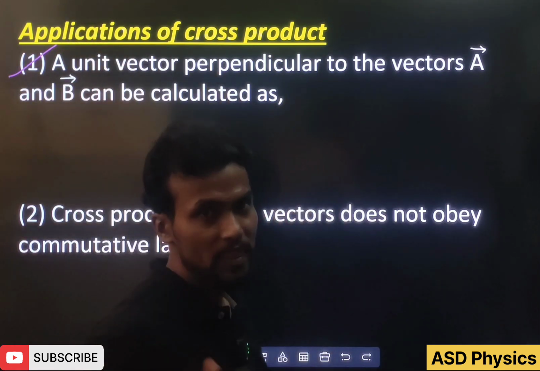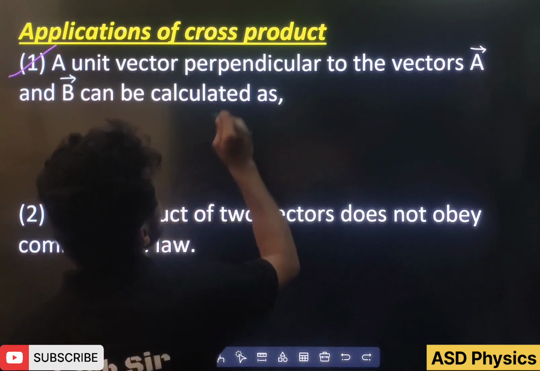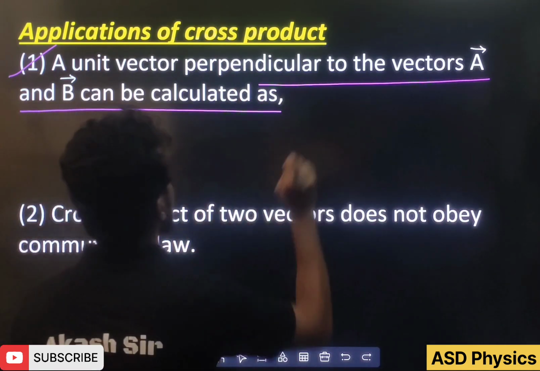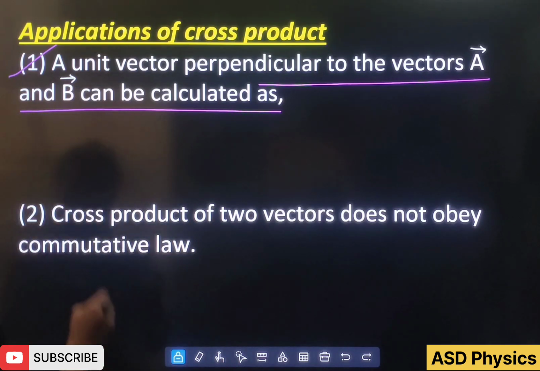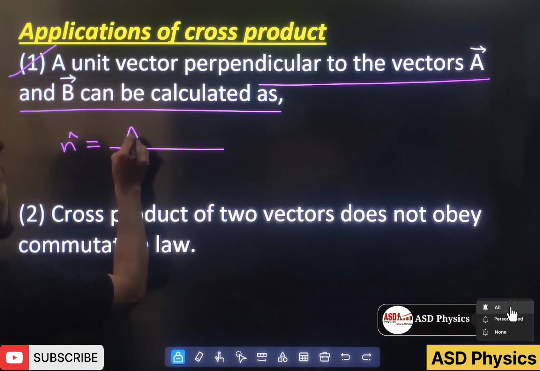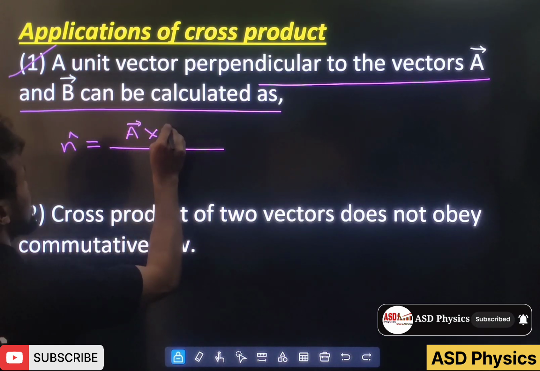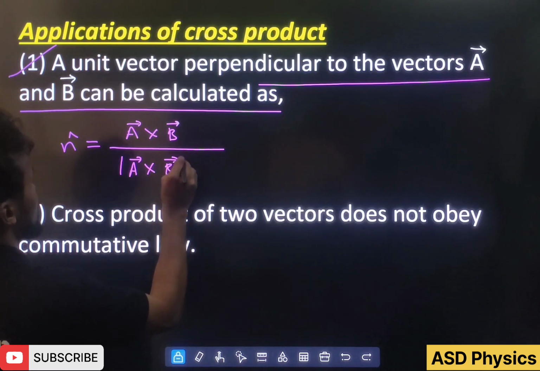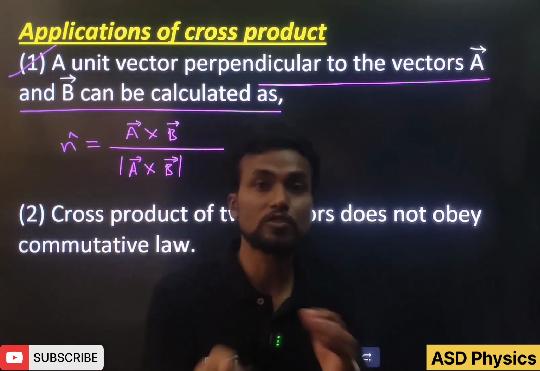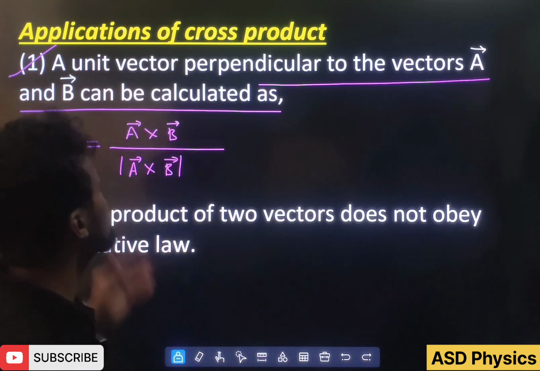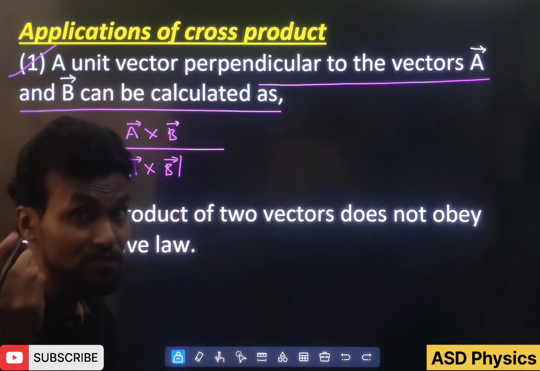Okay, students, great. Now let's see a unit vector. Some applications are there that we are going to see. A unit vector perpendicular to the vectors a and b can be calculated as follows. As I have told you very well, this n cap is given by vector a cross b by mod of a cross b. Because a cross b equals mod of a cross b into n cap, we can write n cap equal to vector a cross b by mod of a cross b. Okay, great. This is the unit vector. Sometimes a question may come directly.